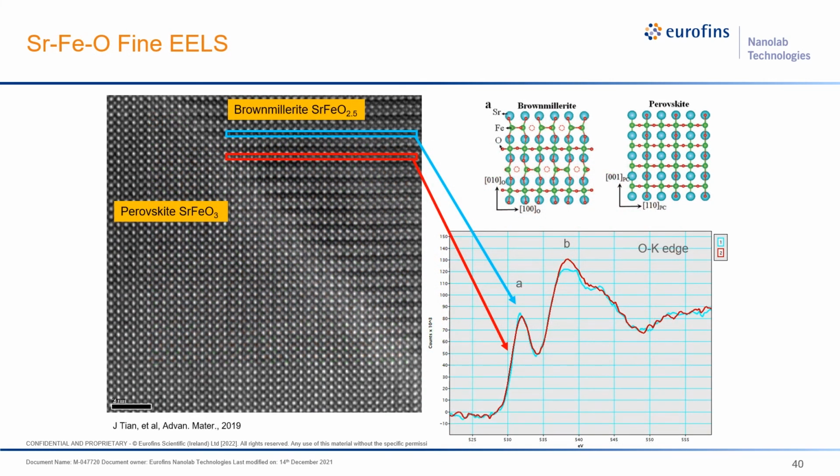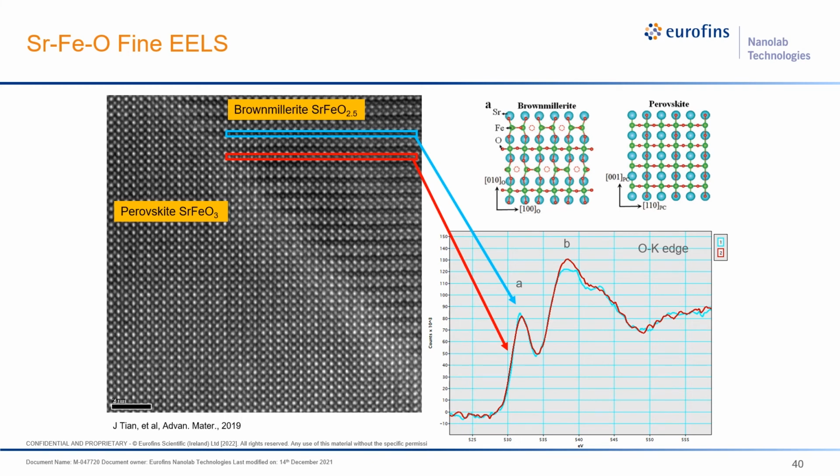At last, we can use EELS to analyze defects in these oxides. Here, the sample material is strontium ferrite. This strontium ferrite usually has two kinds of phases. One is a perovskite, which has a perfect cubic structure, and the other one is a brownmillerite. So you can see here that this kind of brownmillerite crystal has two alternating layers of octahedral FeO6 and tetrahedral FeO4.